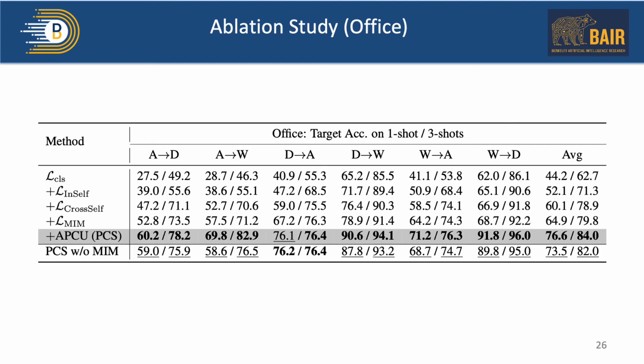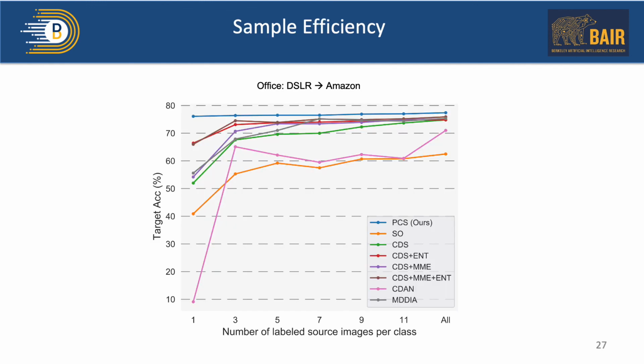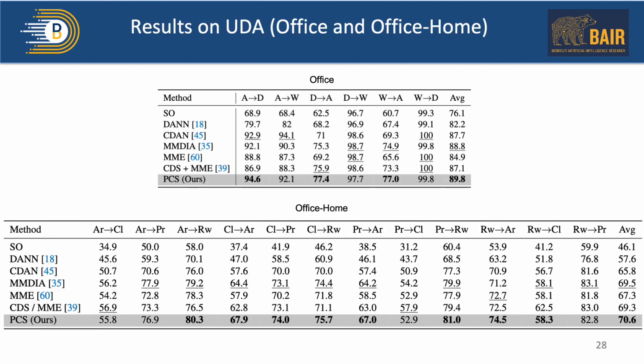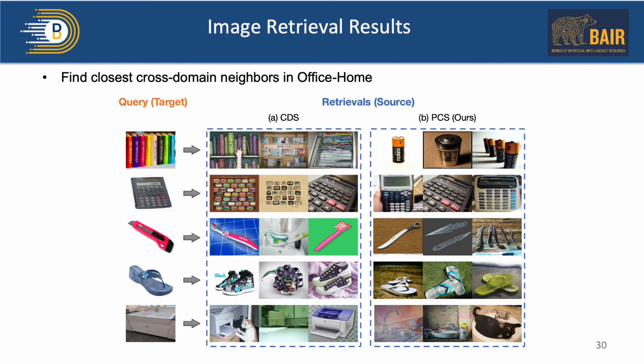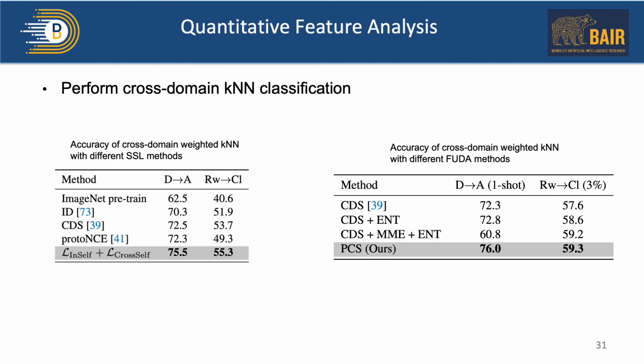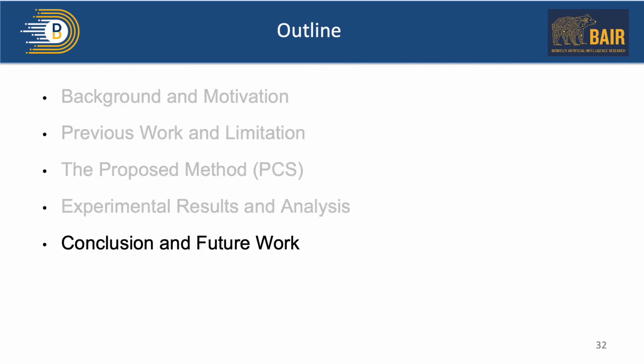We perform an ablation study, which shows that each component contributes to the final performance without accuracy loss. We also show the sample efficiency, results on UDA with fully labeled source, visualization of features and prototypes, image retrieval results, and quantitative feature analysis. Conclusion and future work.